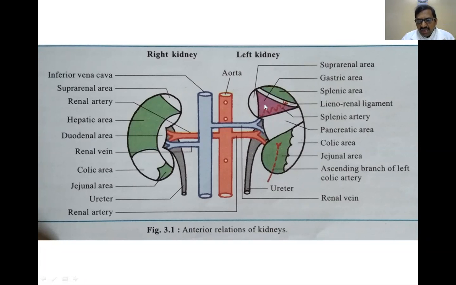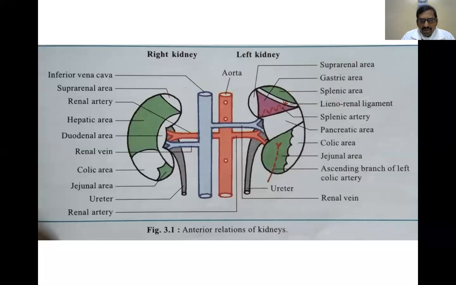That is, first is the gastric area, which is a part of the foregut, next is the jejunal area, which is a part of the midgut, and the colon is a part of the hindgut. So these are the interesting points of relations with the anterior surface of the kidney. These are the different relations of the anterior surface and posterior surface of the kidney.